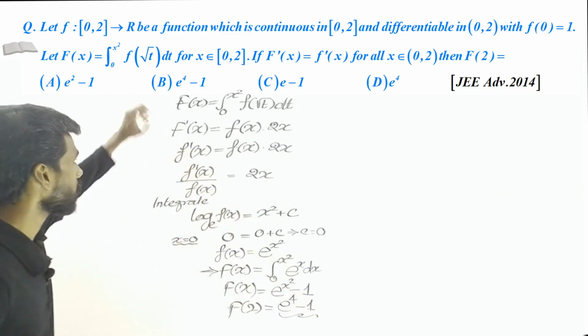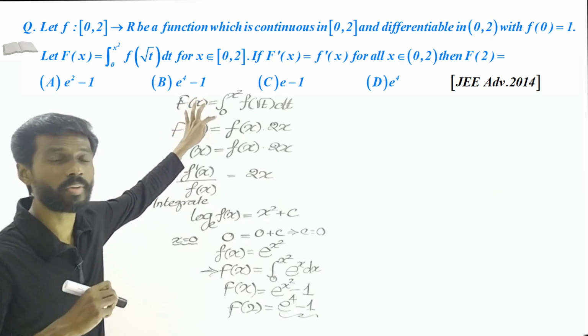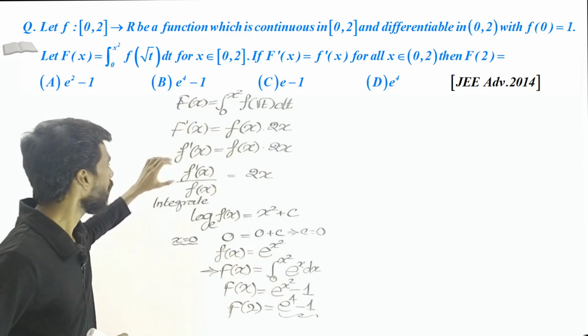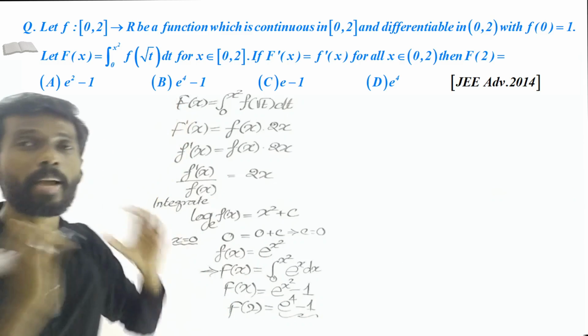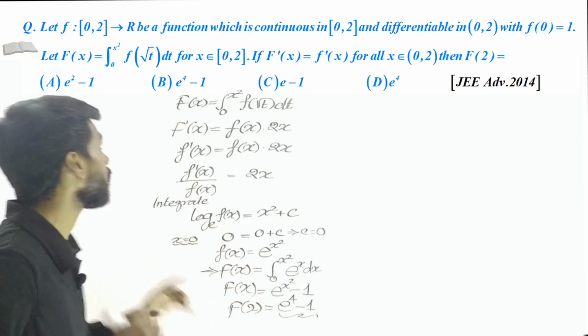Simply, we differentiate this. Why did we differentiate? See, when you see an integral with a variable limit, we always do differentiation, right? Leibniz rule. So we just differentiated and used the relation given between the capital F of x and small f of x, and we got this answer, right? So e to the power 4 minus 1. Okay.